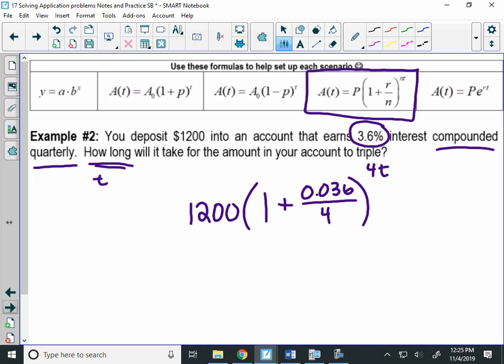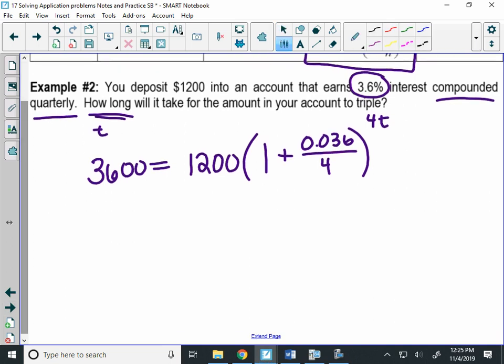Well, it says we want to know how long until that initial value triples. So what's the triple of the initial value? 3,600. So I'm going to set those equal and then solve the equation. It's going to be just like the last one, although that looks like a lot yuckier stuff I have to do with logs. All right, what's going to be your first step here? Get rid of the 1200. Divide that away. You cannot take the log until you move that 1200. You have to isolate the exponential.